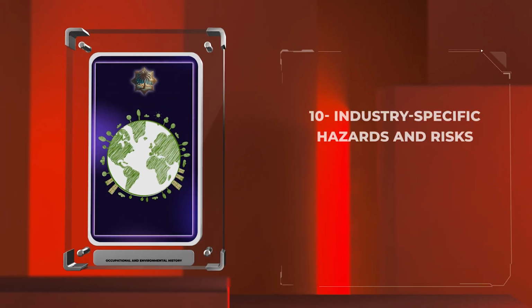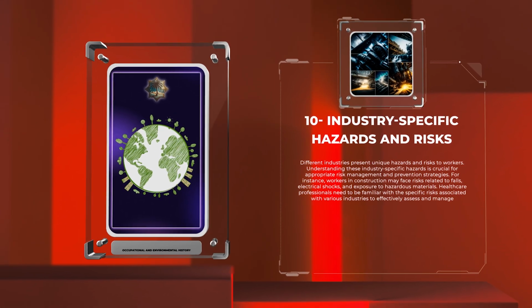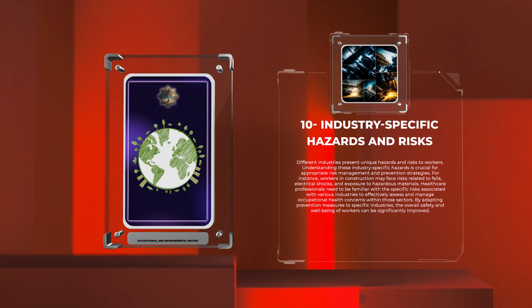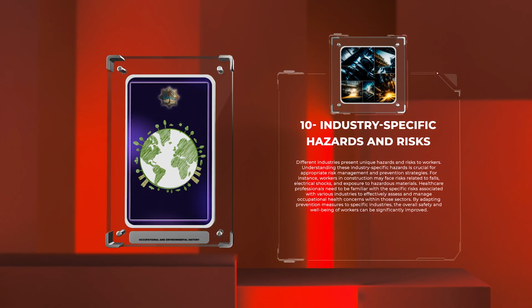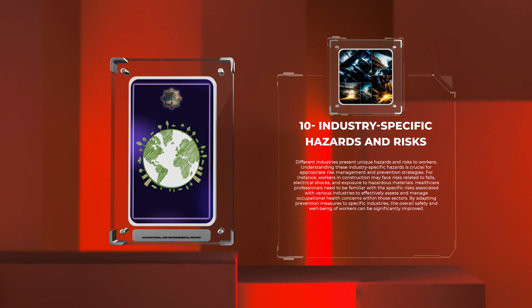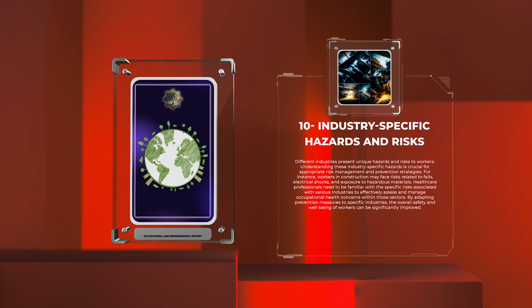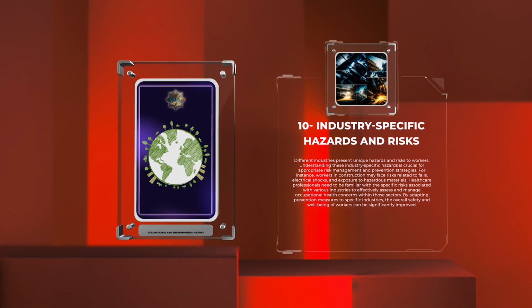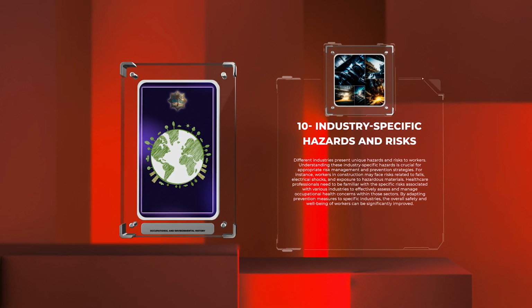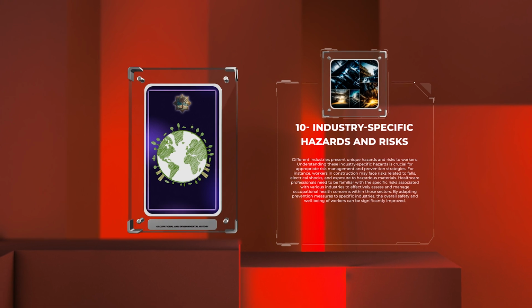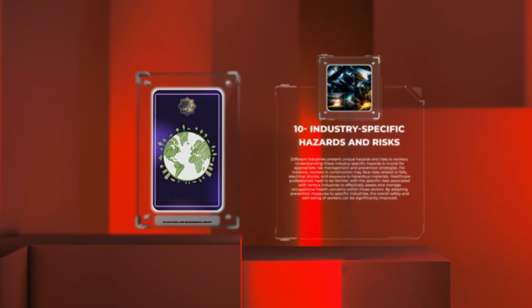Different industries present unique hazards and risks to workers. Understanding these industry-specific hazards is crucial for appropriate risk management and prevention strategies. For instance, workers in construction may face risks related to falls, electrical shocks, and exposure to hazardous materials. Healthcare professionals need to be familiar with the specific risks associated with various industries to effectively assess and manage occupational health concerns within those sectors. By adapting prevention measures to specific industries, the overall safety and well-being of workers can be significantly improved.